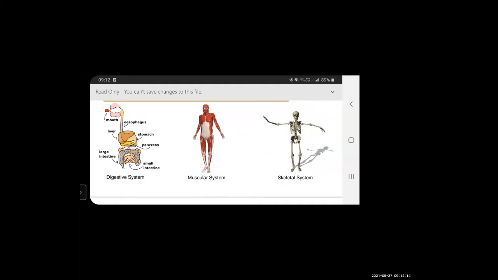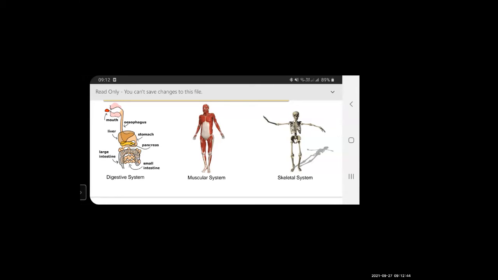See, children, in the digestive system, you eat the food from the mouth. In red color, you can see, you eat the food in your mouth. It goes from the oesophagus to the stomach. Now, from the stomach, it goes to the large intestine. You can see the large intestine and the small intestine. This is the digestive system, right?